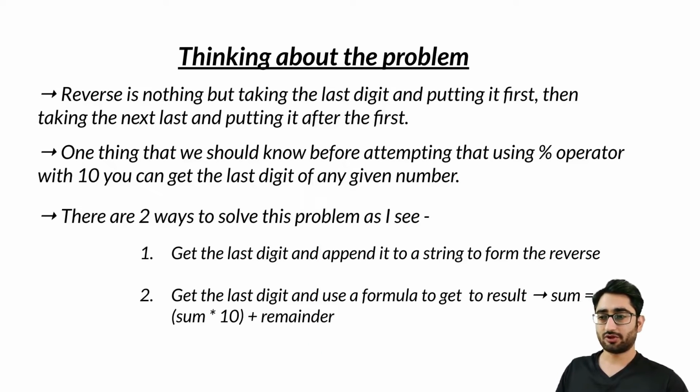So you can see this formula. The formula is: sum is equal to sum into 10 plus remainder. So this is the formula that you can use to form the reverse. There are two ways in which you can solve the problem, and we are going to explore both the ways right now. But before that, I would request you all to pause the video right now and attempt the solution yourself and see if you can solve this problem.